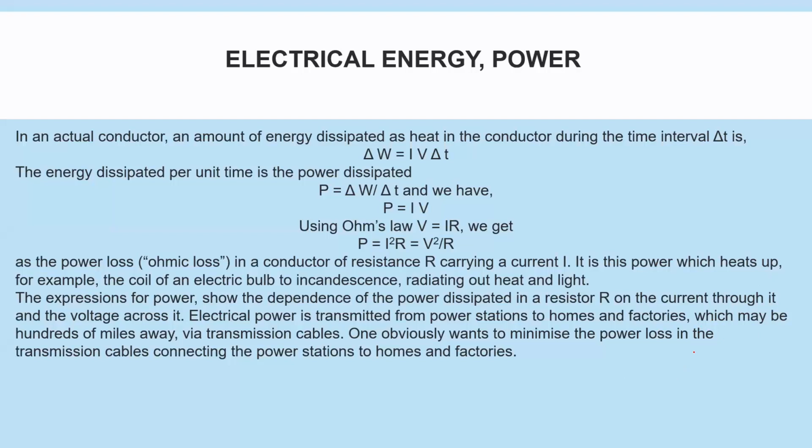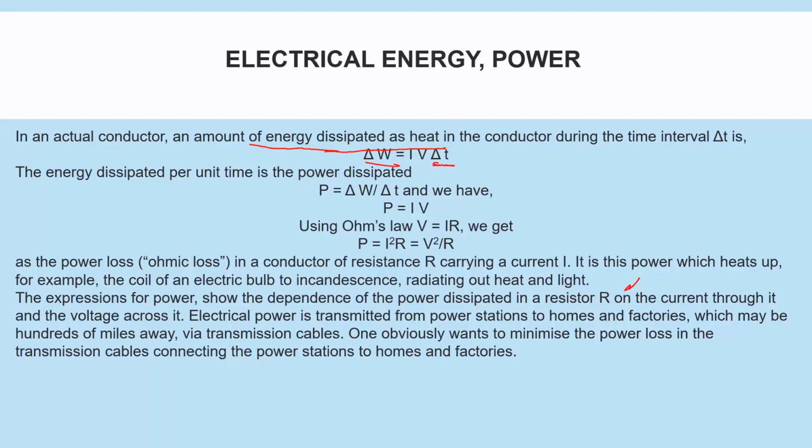But we see that the heat that is being generated because of the vibration of the atoms will be dissipated during the time where the current is flowing. So if you want to calculate how much of the energy is getting dissipated as heat in the conductor during the time interval del T, we can give it as the work being done. So del W is equal to IV del T.